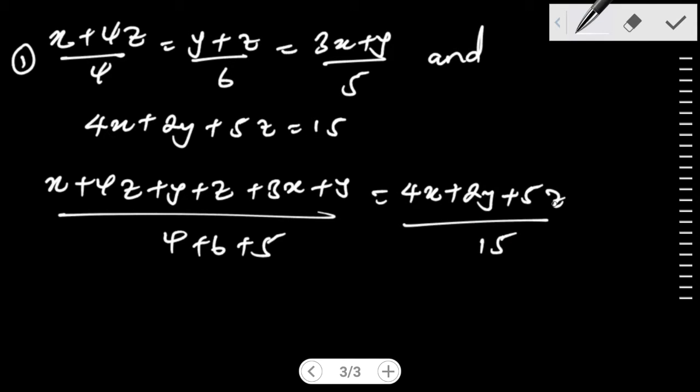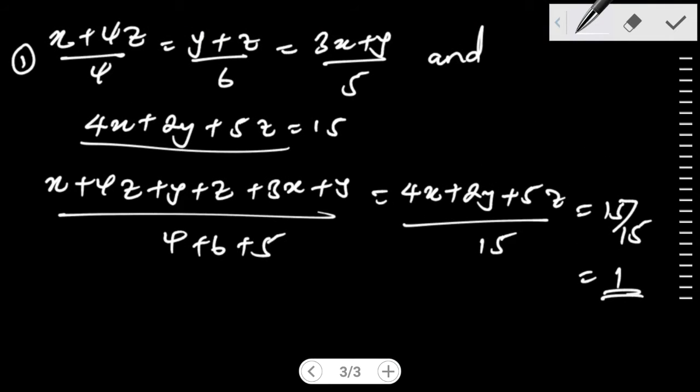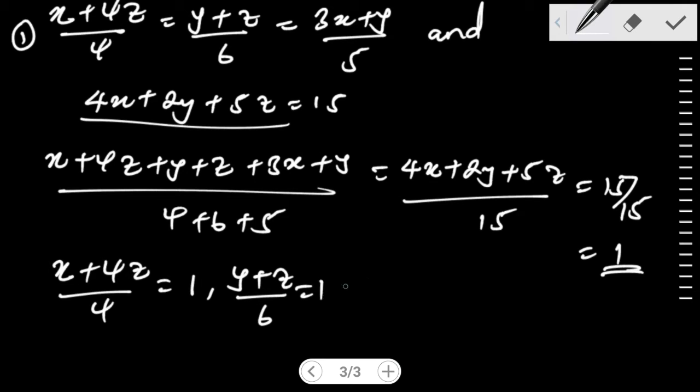But if you look at the upper one, this equation is the same as this, and therefore I'm going to have 15 out of 15, and therefore I get 1. That means all the above expressions are equal to 1. So x plus 4z all over 4 equals 1, y plus z all over 6 equals 1 also, and 3x plus y all over 5 equals 1.